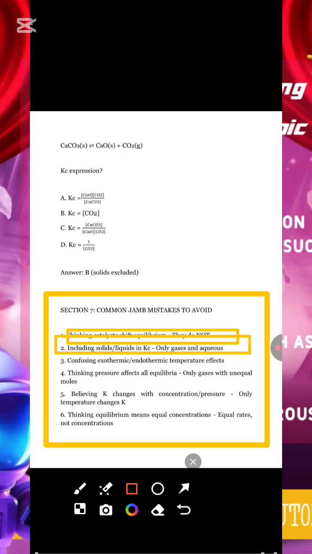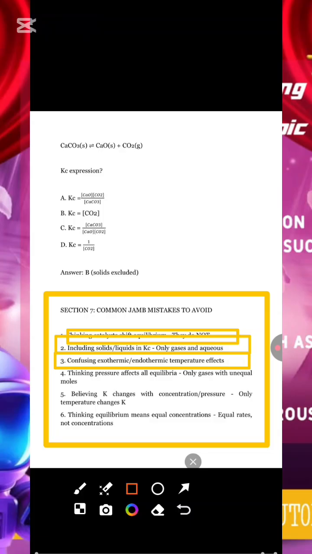Now number 3, confusing the exothermic and endothermic temperature effect. Please take notes. For an exothermic reaction, if you increase temperature, it will shift equilibrium to the left. If you decrease temperature, it shifts to the right. While for endothermic, if you increase temperature, it shifts to the right, and decreasing temperature will shift it to the left.